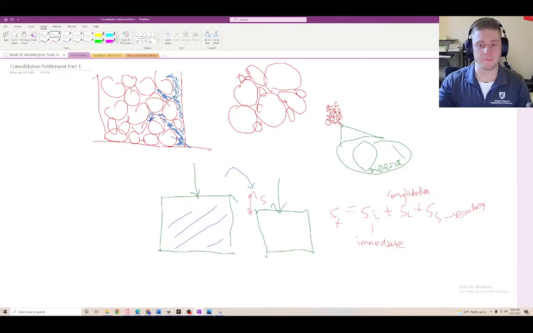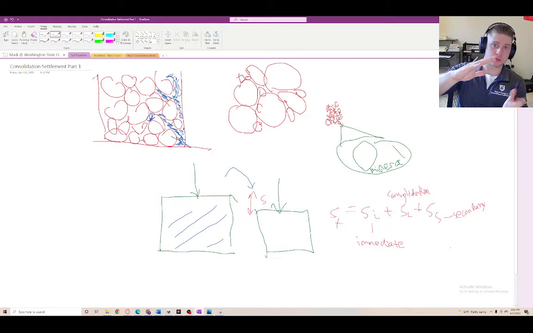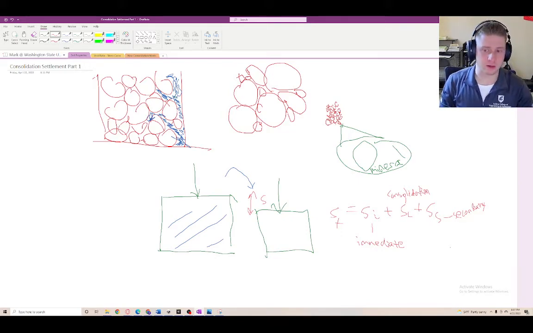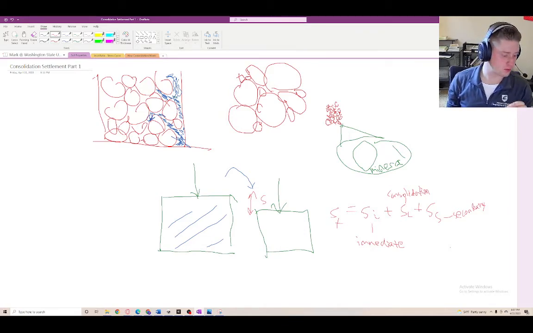Cool. So the total settlement is equal to the sum of the other types of settlement. The immediate settlement, imagine you're gonna put a load on the soil. The immediate settlement is just the response of the soil immediately, kind of given the name. Secondary is time dependent, constant effective stress. So we don't really delve into that one in class. Now, consolidation, that's the one we're most concerned about because that one is time dependent, and we deal with it a lot, especially with clays.